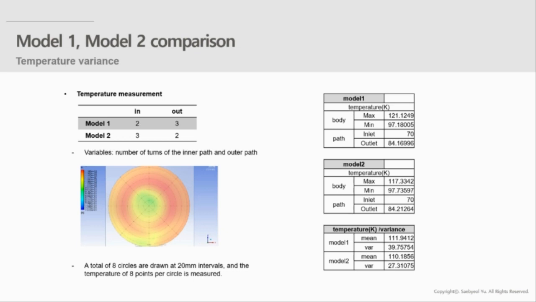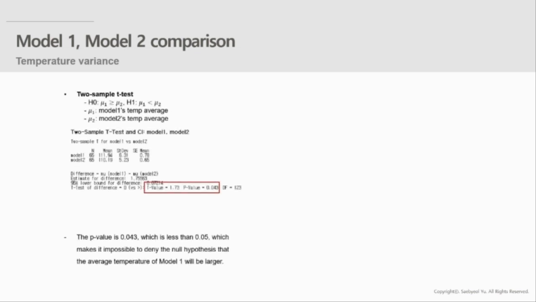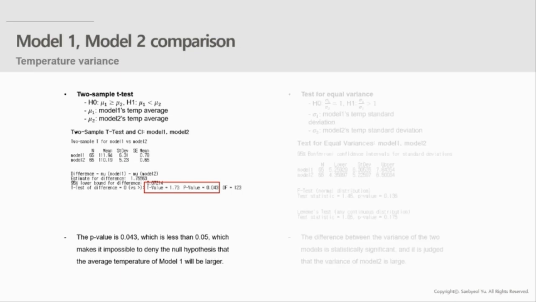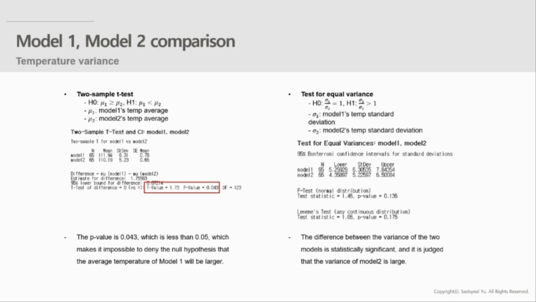If you look at the table on the right, the maximum and minimum temperature of each model, and the average and variance of the temperature are shown. After the temperature measurement, a two-sample t-test and analysis of variance were performed for the two models, and then the average temperature can be said to be higher in Model 1.